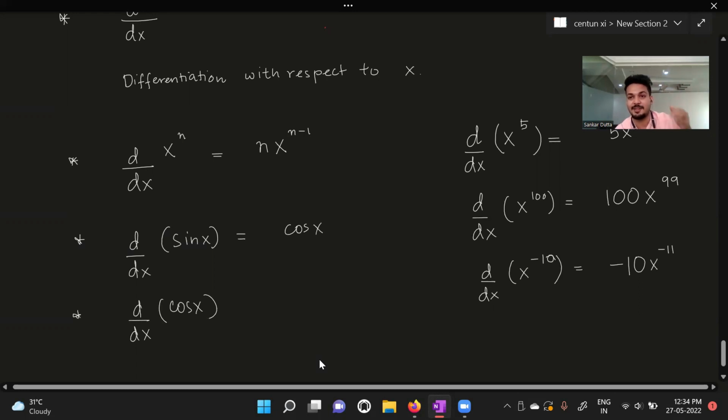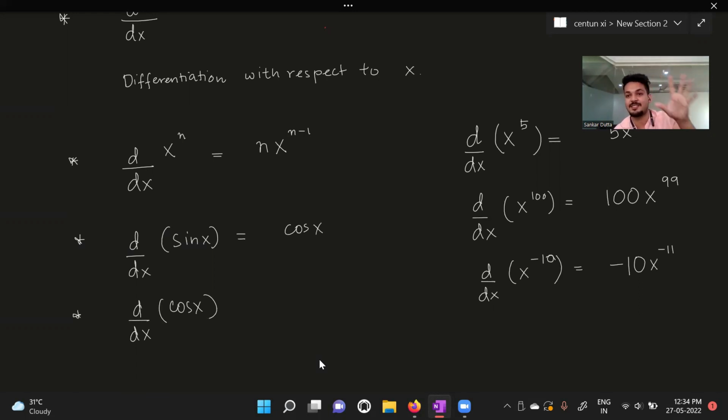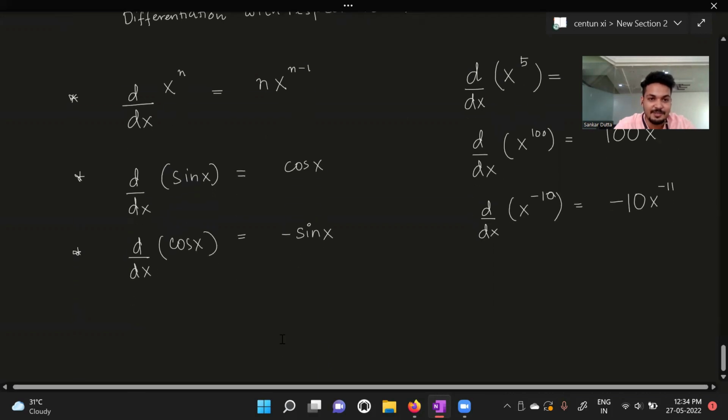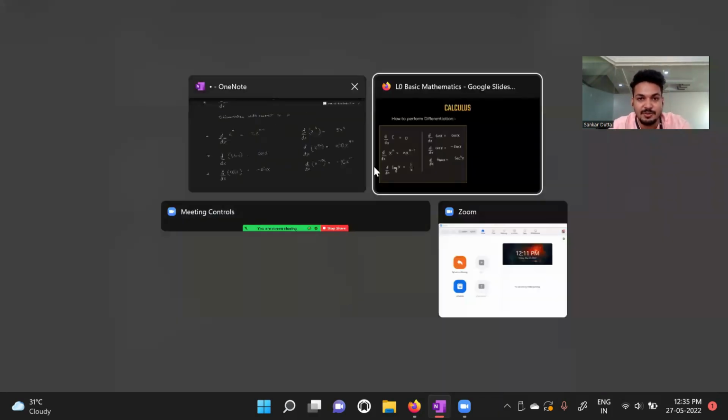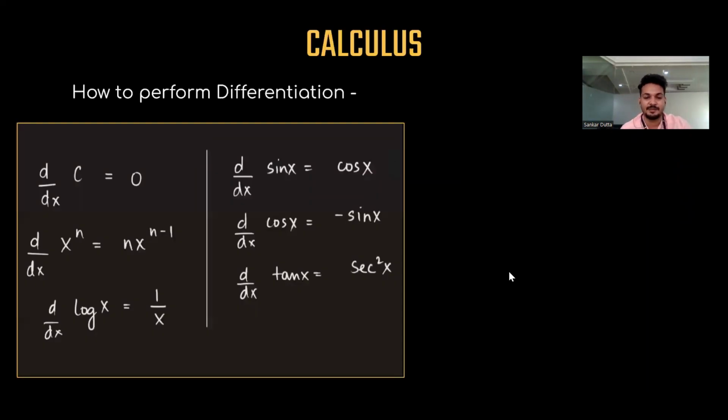Differentiation of cos x this time. So you have cos x, x is the variable, and you have to differentiate cos x with respect to x only. This will give you minus sin x. Nice. Differentiation of sin x is cos x. Differentiation of cos x is minus sin x. Okay, let's give you some more formulas. We can just go into the slide and then let me show you. Yeah, so you can note down all this.